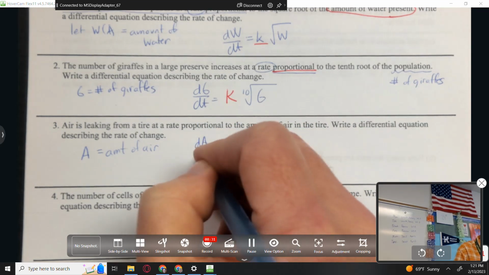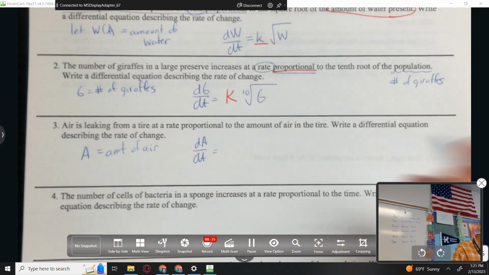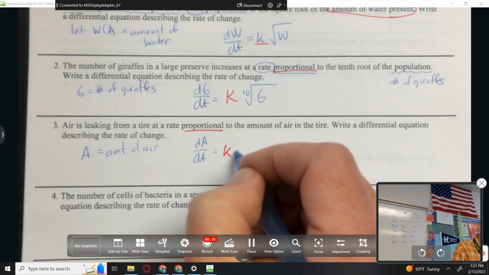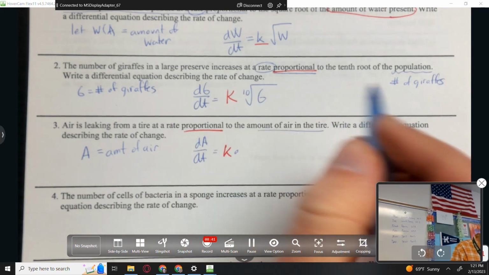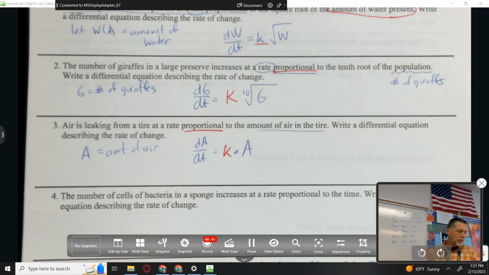So dA/dt is, let's see, proportional to the amount of air in the tire. Oh, no square roots, no weird roots, no nothing, just kA.